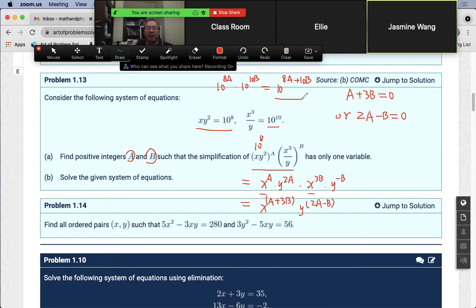So now, they ask you to find the positive integers a and b such that the simplification of this has only one variable. Okay, so now let's see what a and b can make this one equal 0 or this one equal 0.